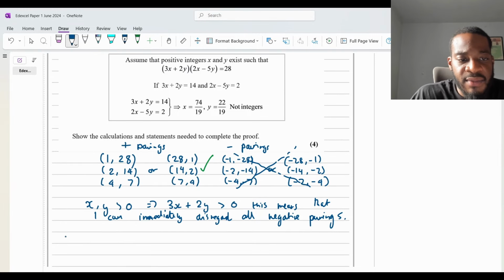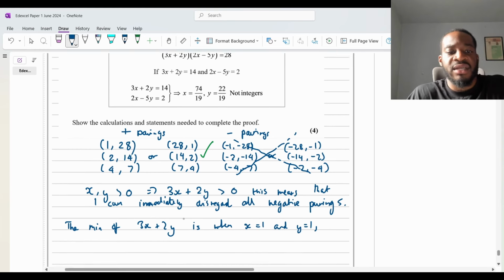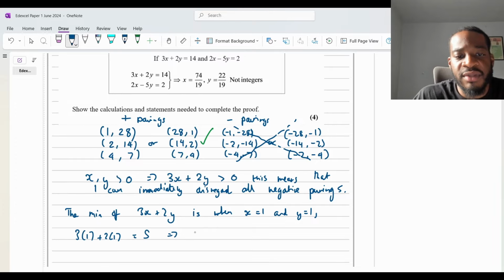I'm going to write the minimum of 3x plus 2y is when x equals 1 and y equals 1, right? For sure. And with that being said, that would mean I'd have 3 lots of 1 plus 2 lots of 1, which is equal to 5. And that tells me that 3x plus 2y has to be greater than or equal to 5.